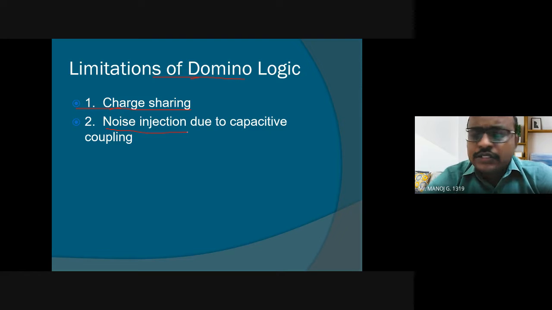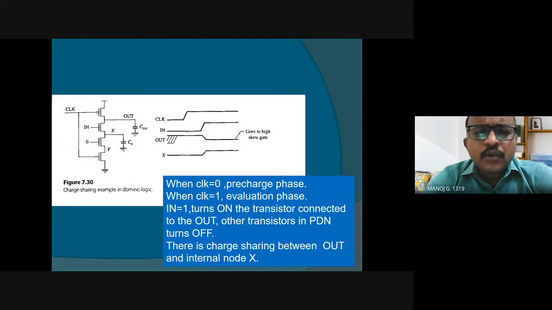Now what is charge sharing? Okay. When you look at the charge sharing property, I told you there are 2 phases in which domino logic works. The first phase is the evaluation phase. The second phase is the pre-charge phase. When does the pre-charge phase occur? The pre-charge phase occurs when the clock is 0. And the evaluation phase occurs when the clock is 1. This is standard; we have already studied it.